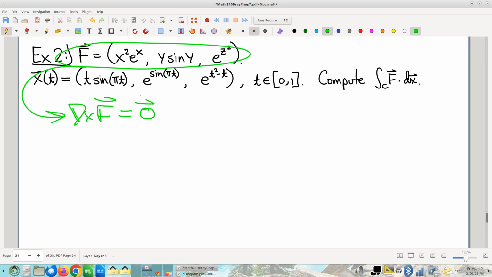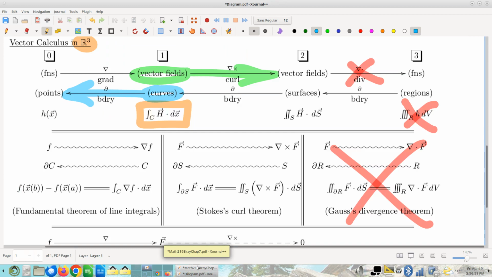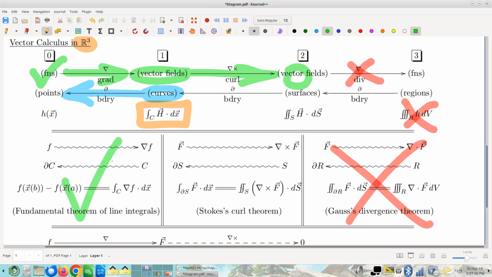Okay, what does that tell us? The curl is 0. Back to the diagram. The curl is 0. That means there is an anti-gradient. That means the fundamental theorem's on the table, and we've got a candidate. We could conceivably do it that way. Let's finish filling out our options, though. We're now going to think about the boundary of our curve, and is it a closed curve, etc.